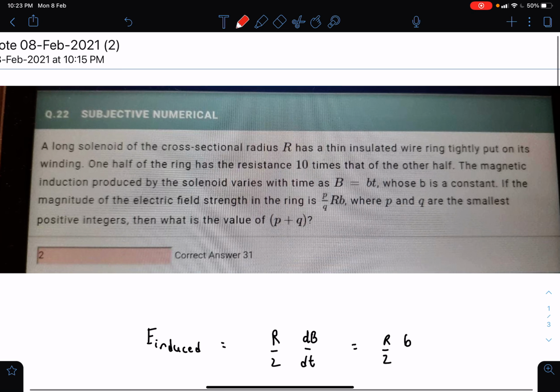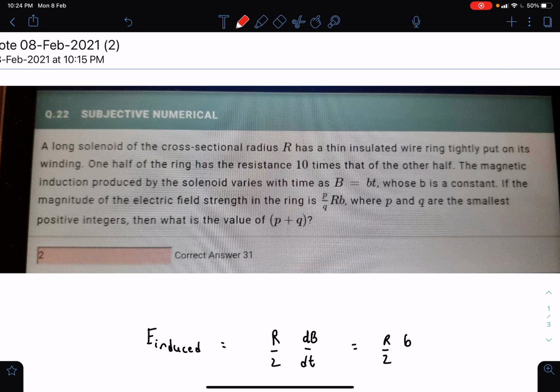Okay, this is again a question from an NTA mock test. You can read this question. Actually, the question is not so clear, because what is asked is the magnitude of electric field, but which electric field is being talked about is not given. Is it the induced electric field, or the conservative electric field created because of charge deposition to equate the current on both sides of the ring, or is it the total electric field?